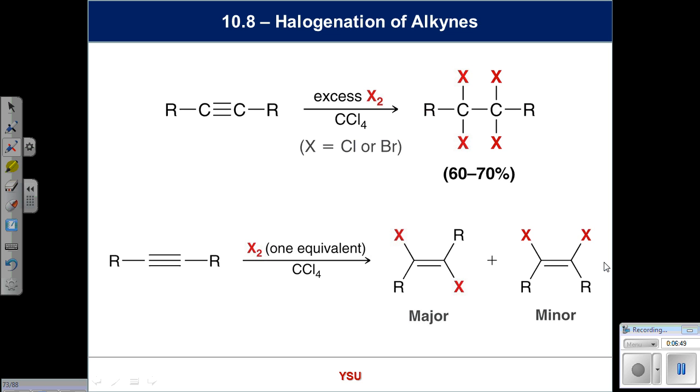Make sure you read the question thoroughly. It might ask you to add one equivalent. That means 1 mole. You might stop at the alkene. But if it asks you to add an excess, you're going to go further and add back to that alkene again and get the saturated compound.